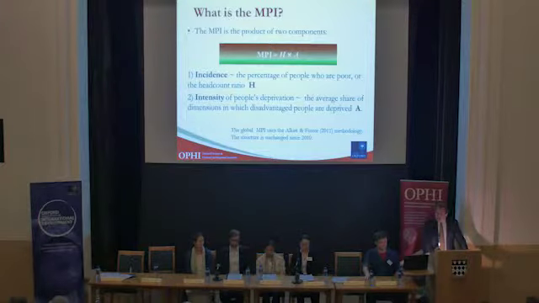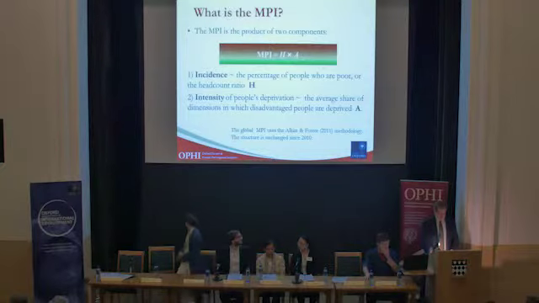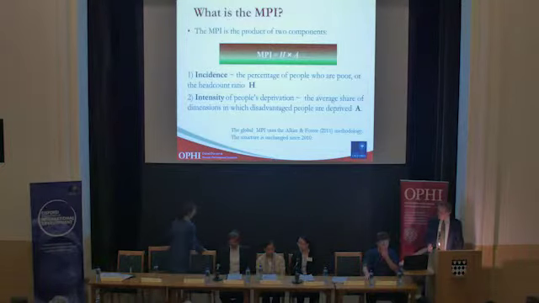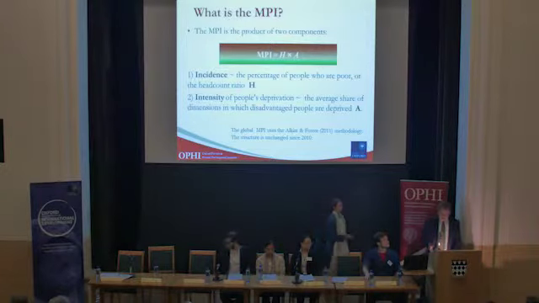Likewise, in intensity, you take a look at the individual's breadth of deprivation, the 50% for Mario and Olga. Average that across all the poor people, and that becomes the average share of dimensions in which poor people are deprived. I'll turn it over to my colleague now to tell you what's happening in the world of multidimensional poverty of the MPI.